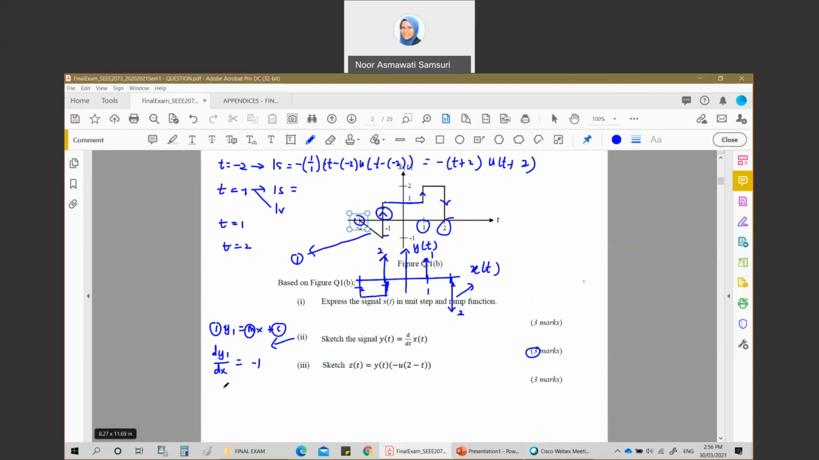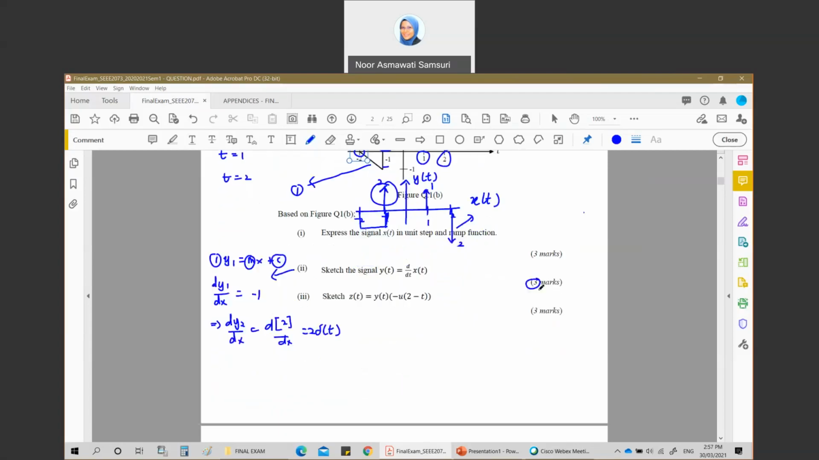And then you can say the second component is the vertical line. So this is the second component. So dy2 over dx. What is your y2? The derivative of the constant, the magnitude is 2 over dx. You get del 2 del t, you get the pulses. Okay, and so on. All right, so this may represent your steps to get full 3 marks.